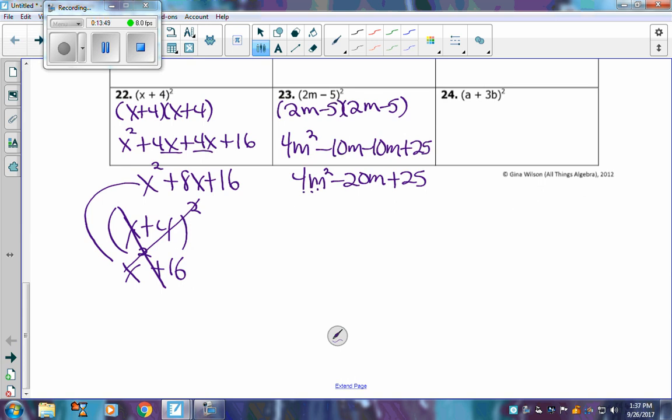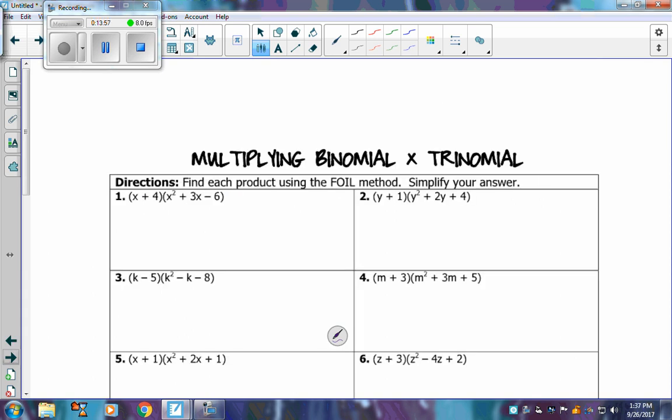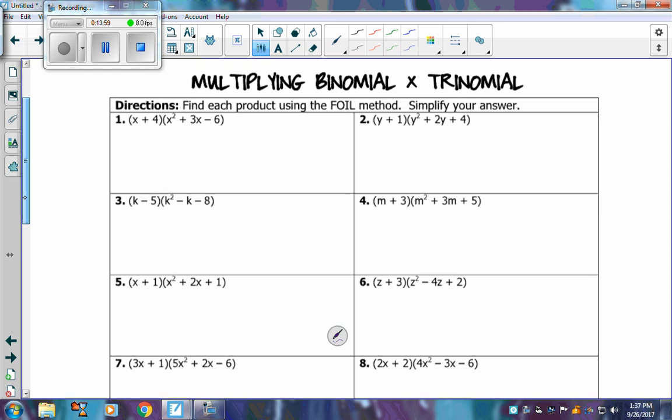Now the next section is binomials times trinomials. All right, there is no FOIL method to this. There's no acronym for this. It's just straight up distributing. So I take my first term and I multiply by every element of the second set of parentheses, and then I take my second term and multiply it by each element. And that's all there is to it. Combine like terms and you're done.